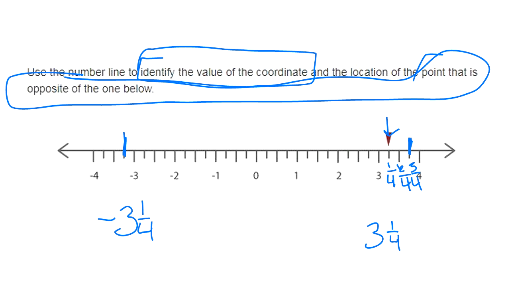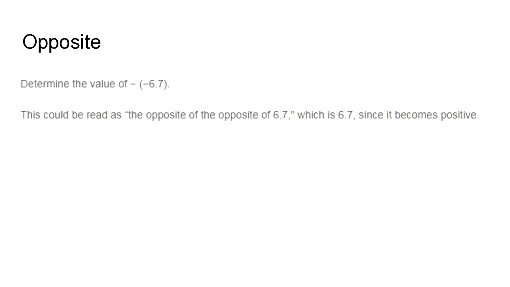All right, Juan, have a great day. All right, we have one slide left. Is everyone okay with the opposite? We really just changed the sign. Okay, perfect. All right. So what is the value of -6.7? So in words, we would say, what is the opposite of 6.7?